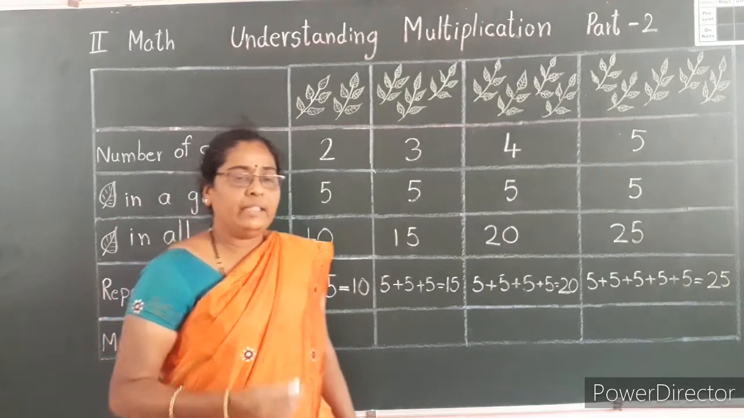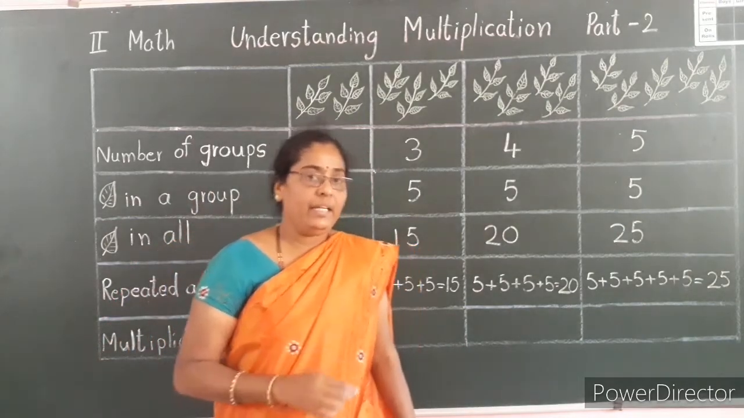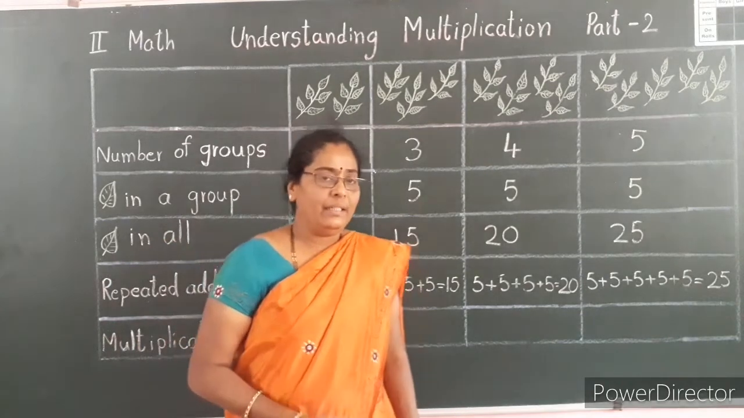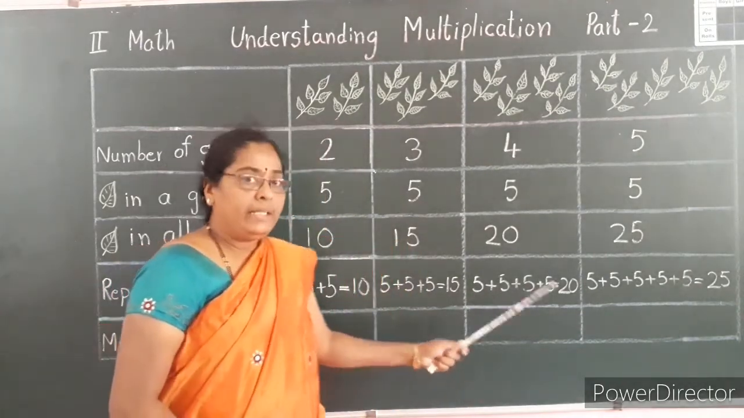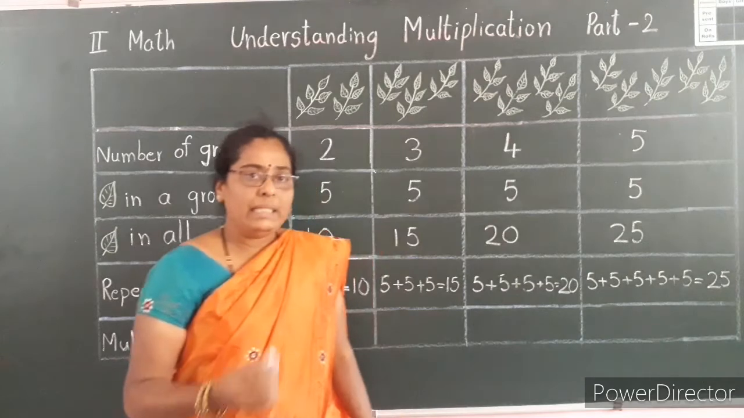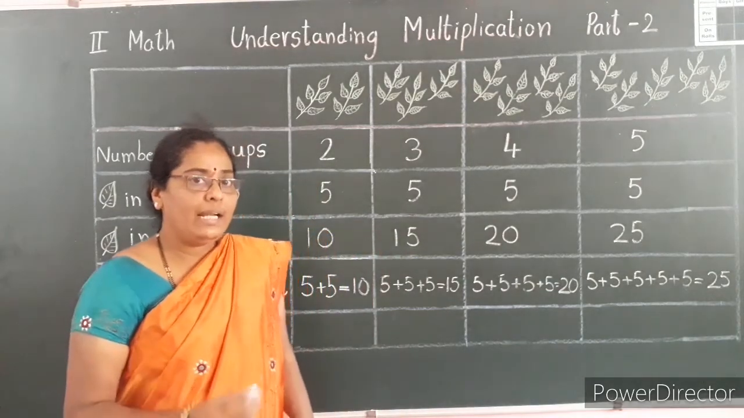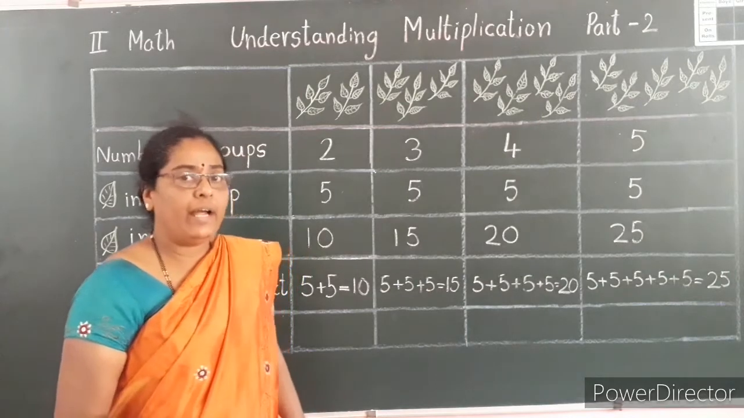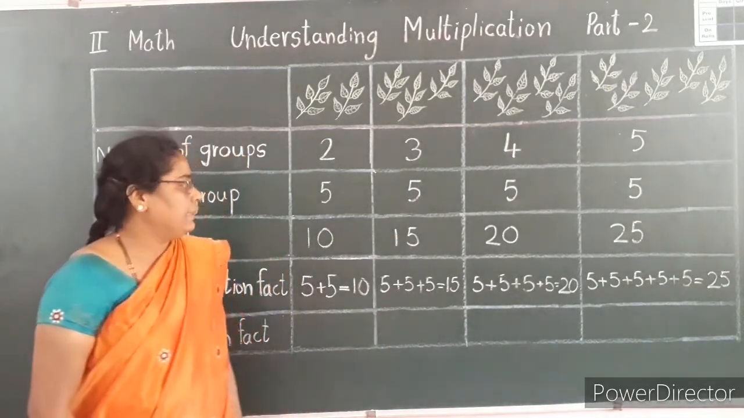Instead of adding the same number again and again, we can multiply the number easily. This repeated addition is called multiplication. Now let's see how to write the multiplication fact for these numbers.